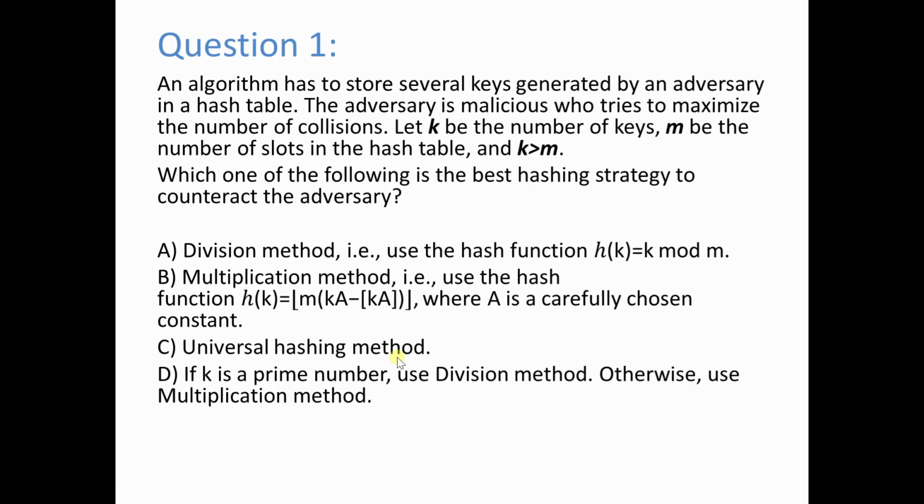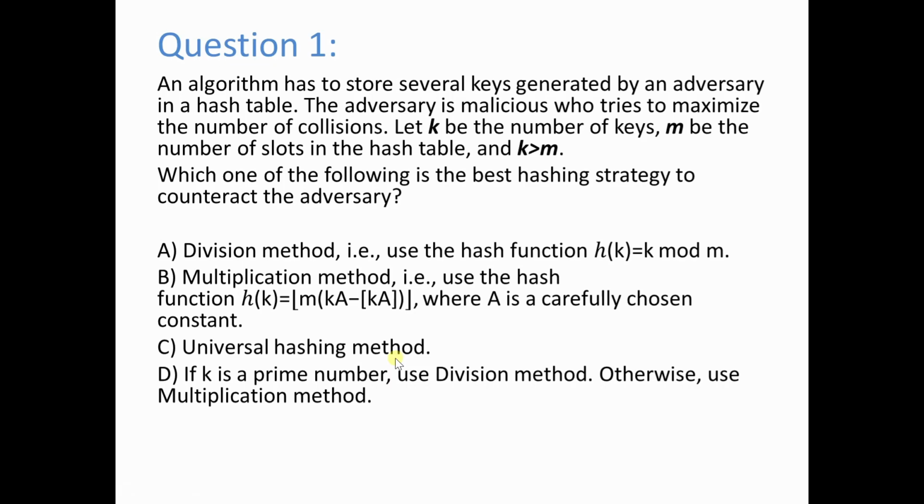And option D, here also if k is a prime number, use the division method or multiplication method. So again we are using the value of the key, whether it is a prime number or any other number. If all those keys hash to the same slot, there is a collision. There is a worst case possibility of increasing the collisions if we are using the key values in the hash function. So the best hashing strategy is the universal hashing method.